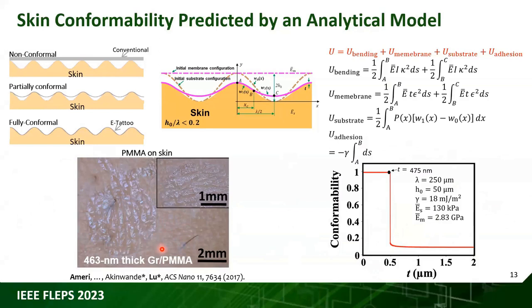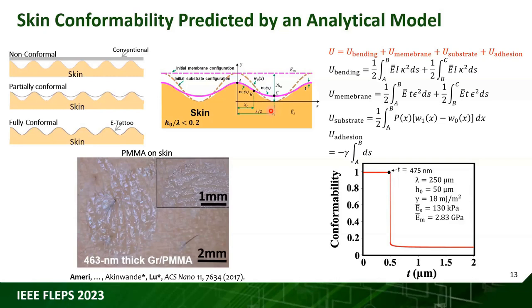Which means although this is a very simple 2D elasticity model, an analytical model even, we could still achieve pretty reasonable theoretical guidance to design the thickness or the stiffness or the interfacial adhesion. And keep in mind that if your device is very stiff and very thick, if you can enhance the adhesion between the device and the skin, you can still conform the two by dragging the skin all the way to conform to your device. Does that make sense? So conformability is a mutual approaching of each other.